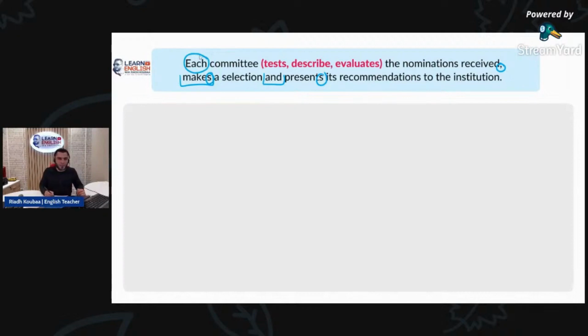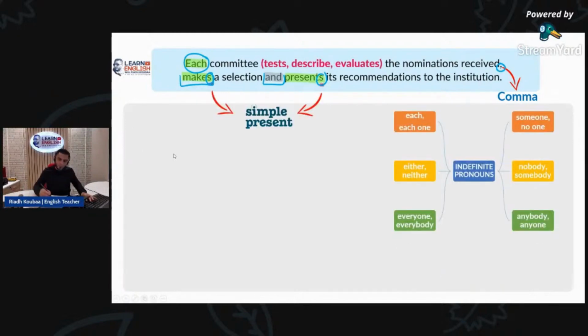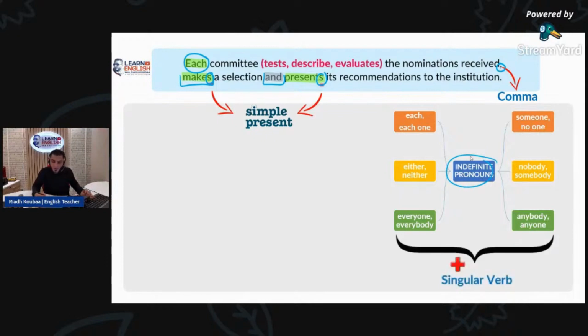each committee. There are many committees, each one. So is it singular or plural? My first indicator is the use of the simple present tense. And the second one, when we have indefinite pronouns like each, one, either, neither, everyone, everybody, all of these indefinite pronouns must be used with a singular verb. So I have two indicators, either the each or the use of the simple present tense. And here again, parallelism. So I have to keep my sentence parallel.